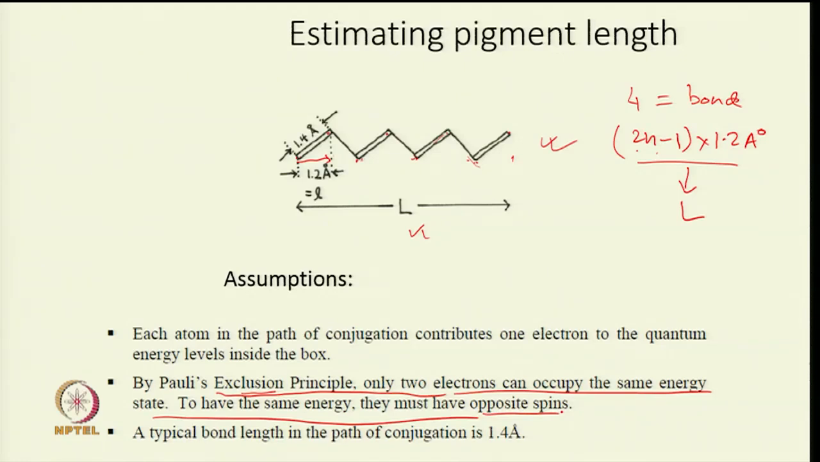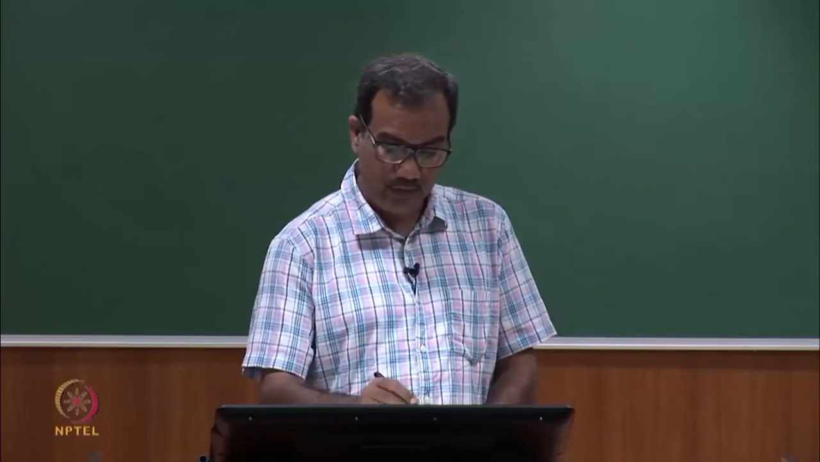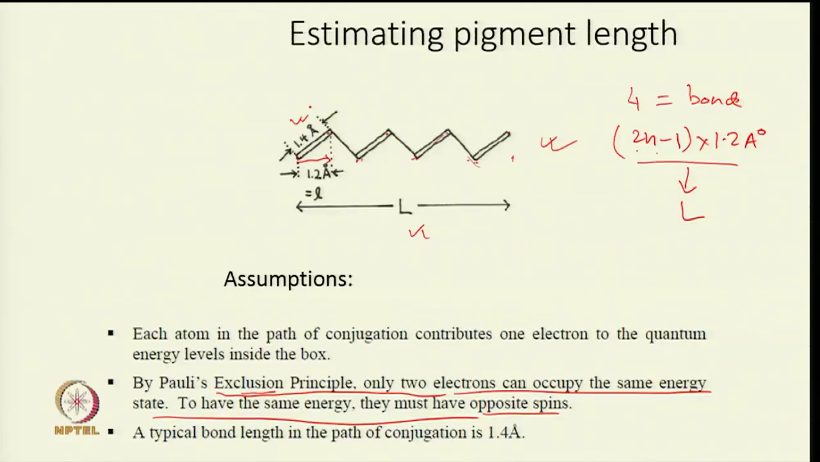To have the same energy, they must have opposite spin. And a typical bond length in the path of conjugation is 1.4 angstrom. One thing you must keep in mind is this is larger than the bond length of carbon double bond carbon. It does not have basically double bond character, since it is in conjugation with another double bond, and so it is between a single bond and a double bond.